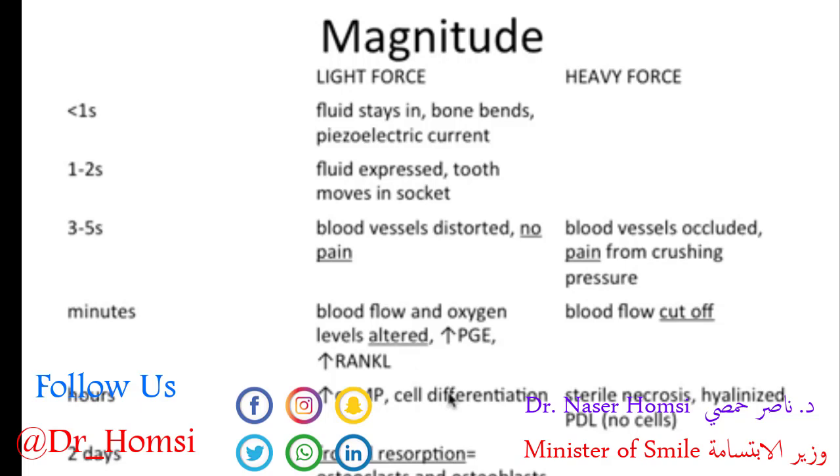So you start out at the PDL with a bunch of undifferentiated mesenchymal cells that are just kind of hanging out waiting to be told what to do. And once you have pressure and you have prostaglandin and you have cyclic AMP, then they know, oh, it's time to become osteoclasts and osteoblasts. And so once you reach about 2 days, those osteoclasts and osteoblasts are functioning in a coupling system. They work together and cause frontal resorption.